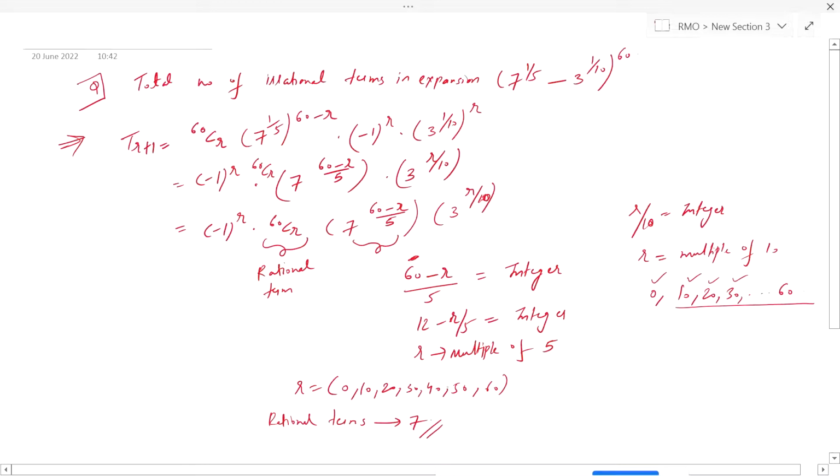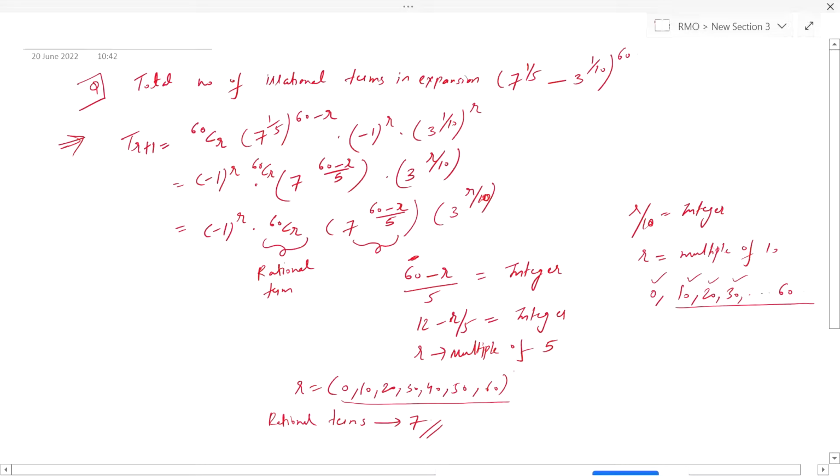But now you also have to include the multiples of 5. These are the common ones, right? This will have a multiple of 5 also, no? Yes, but the separate ones, you won't include, right? Because both cases should be satisfied. Oh, yes. Got it. So rational terms will be 7.